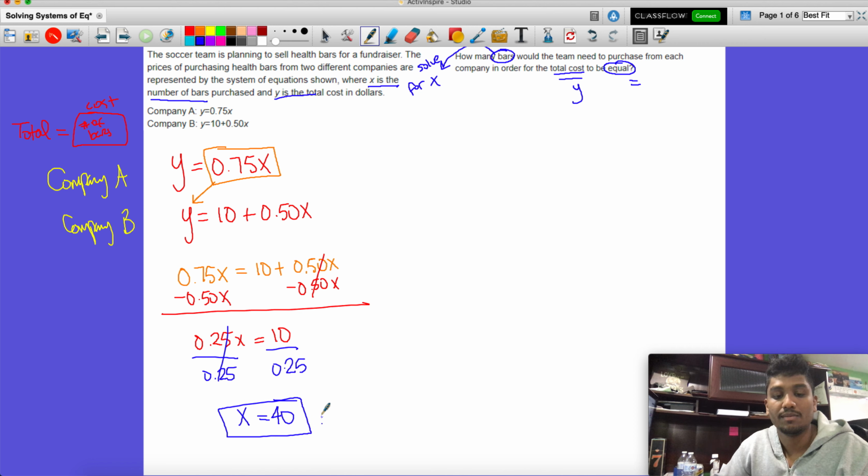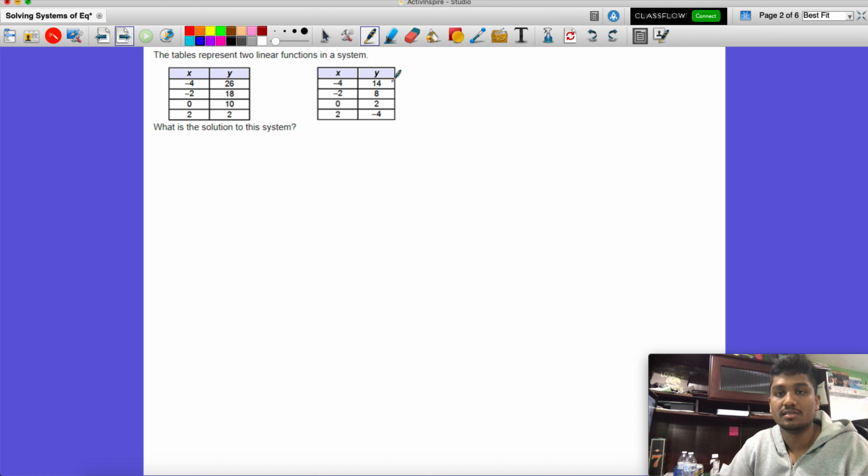All right, let's move on to just a couple more of them. The table represents two linear functions of a system. Now remember from my class, whenever you think of the word linear, I'm thinking in my head y equals mx plus b. Now they definitely don't give us anything like that, but that's okay, because we have kind of what we need. We can create a linear equation. So how do you get from -4 to -2? Think of it actually as slope.